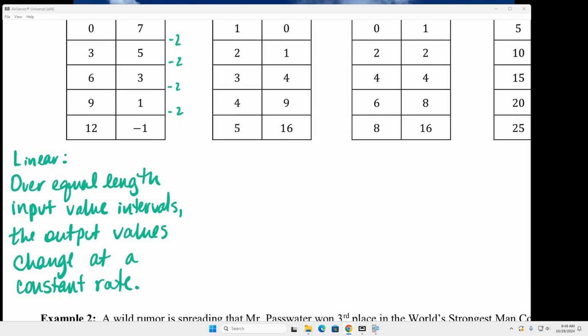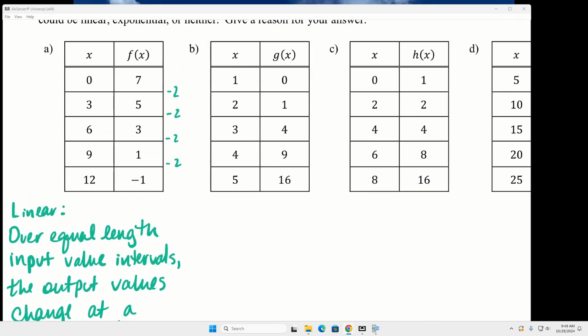All right, so let's look at B. Input values are good. They each have an interval of 1 length. But let's look at the output values. Are the output values changing by a constant rate? No, they're not adding or subtracting something. What about multiplying? No. So if that is the case, this is a situation where it's going to be neither.